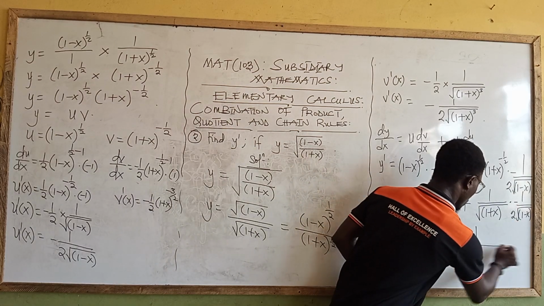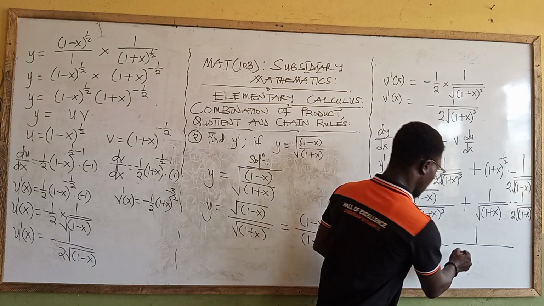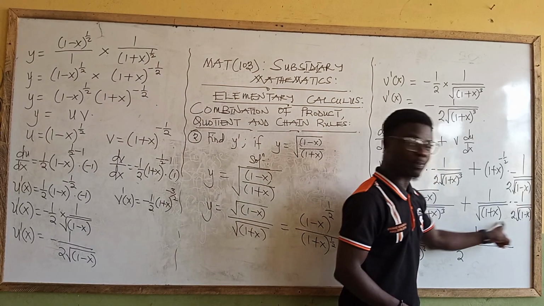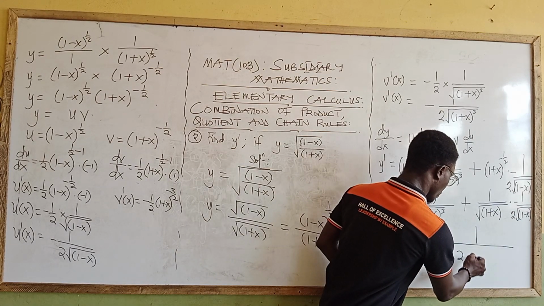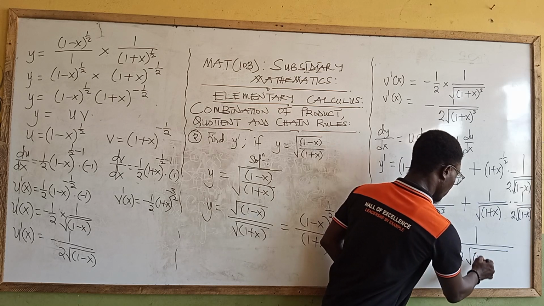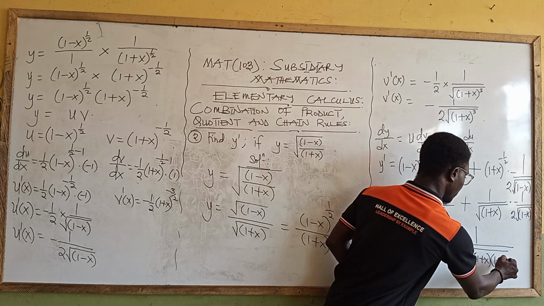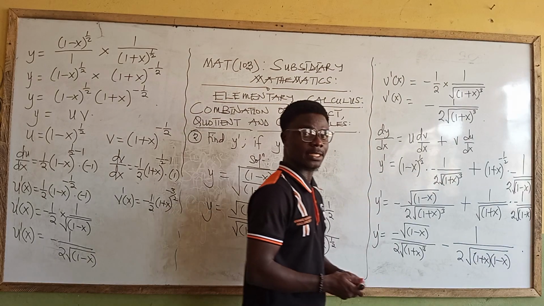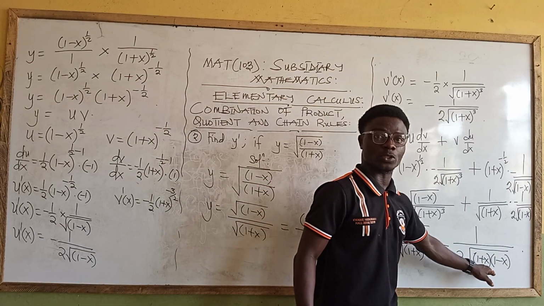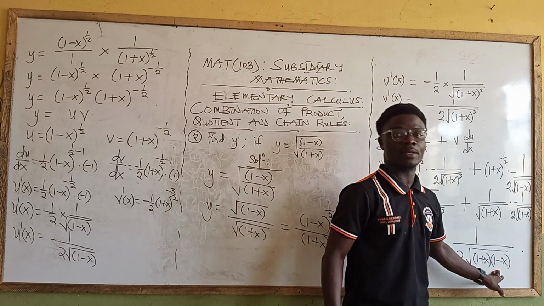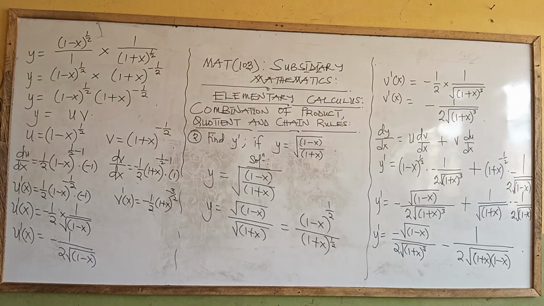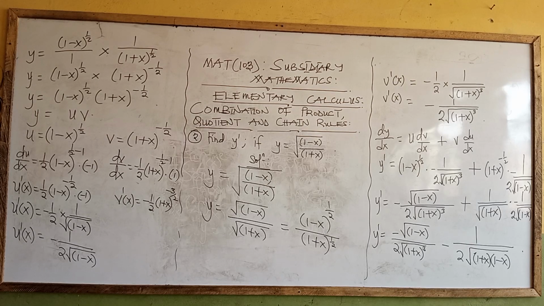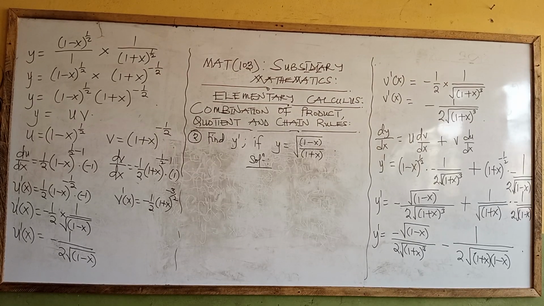Negative 1 over 2 comes out. They are multiplying, right? Multiplication of fractions, so we have to multiply across. So we get square root of 1 plus x times 1 minus x. So we can get it like this. This one is the same thing as the difference of what? Two squares. So we can get 1 squared minus x squared, or 1 minus x squared.